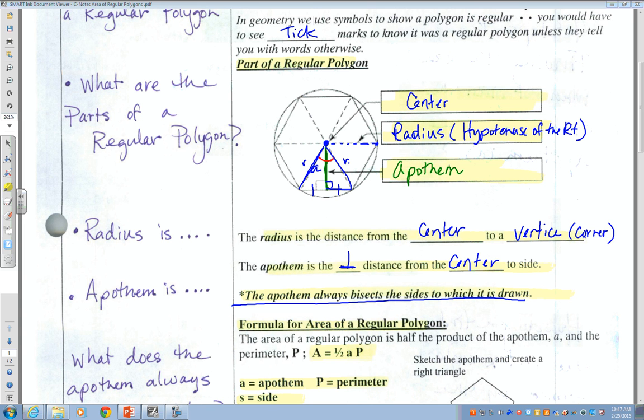So how many triangles do you see? Six. So if I wanted to find the measure of one of those angles at the center, what would I have to do? Think about it. Take the 6 sides and divide into 360. 360 divided by 6 will give me the central angle. So what you are going to be expected to do is know the parts and come up with the measurements for each part.